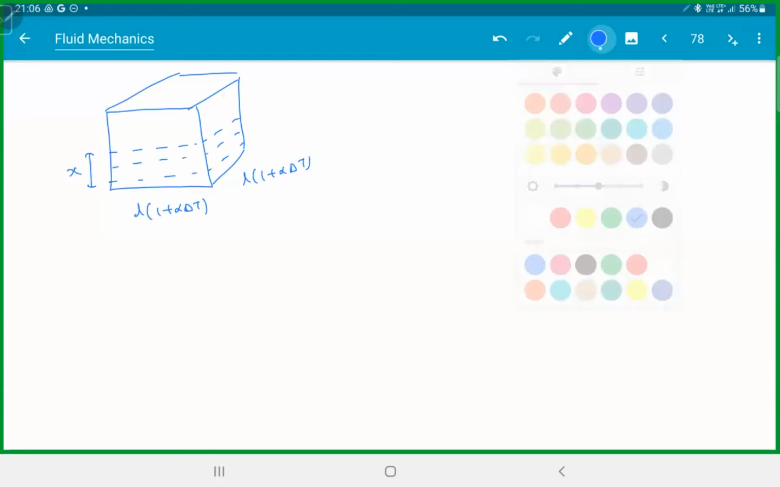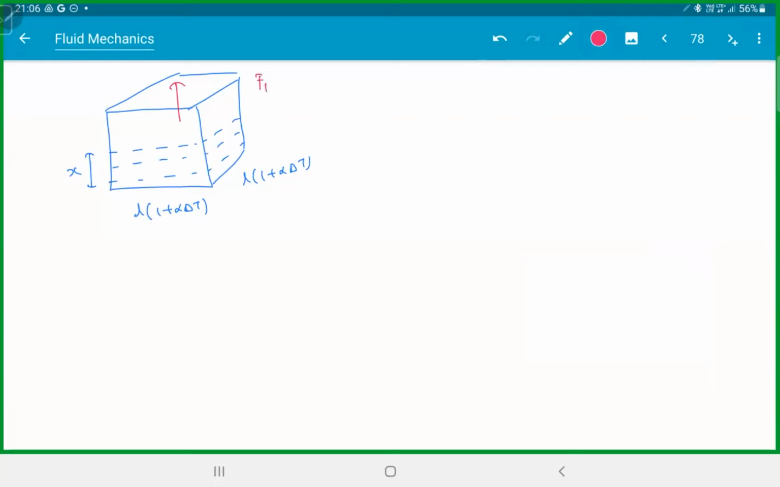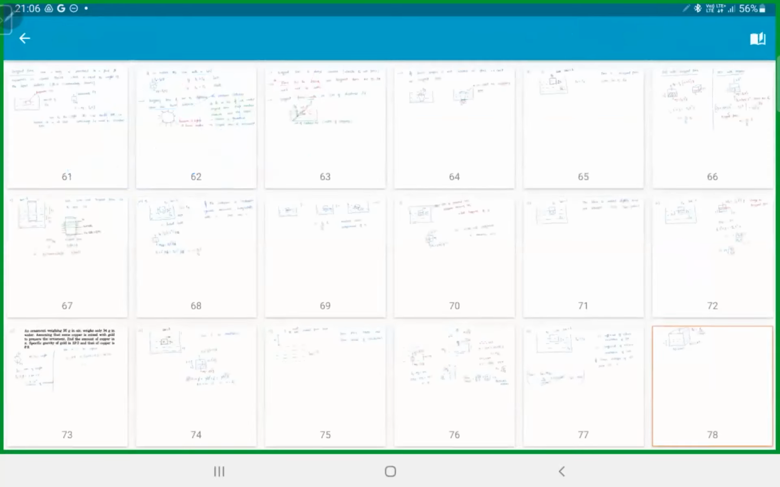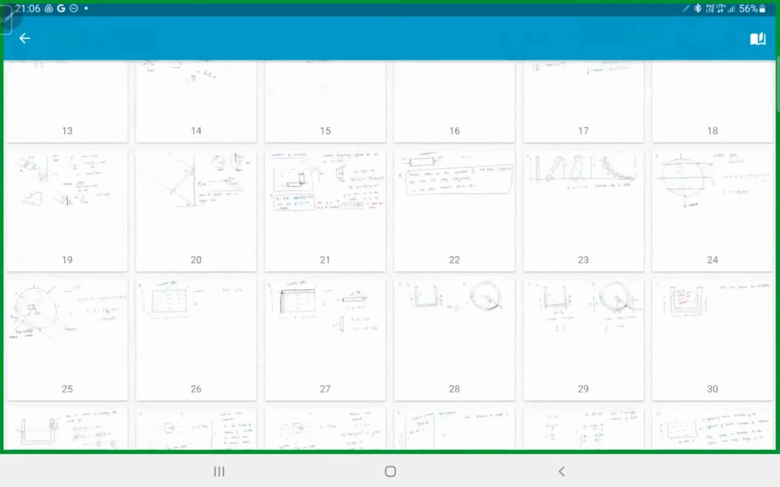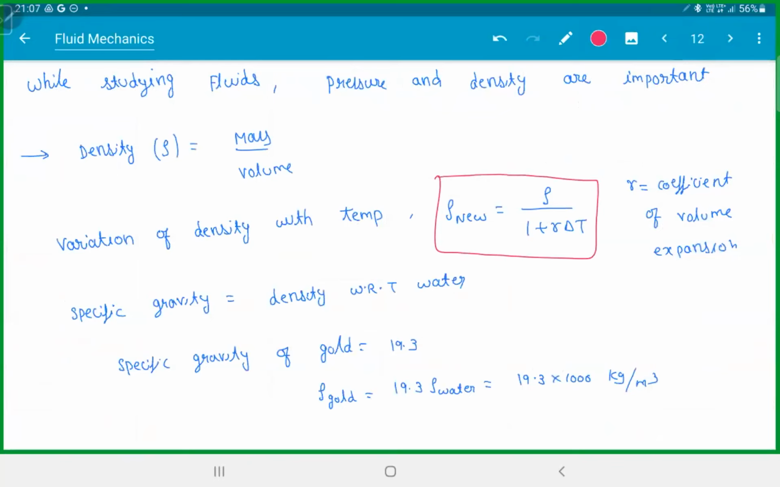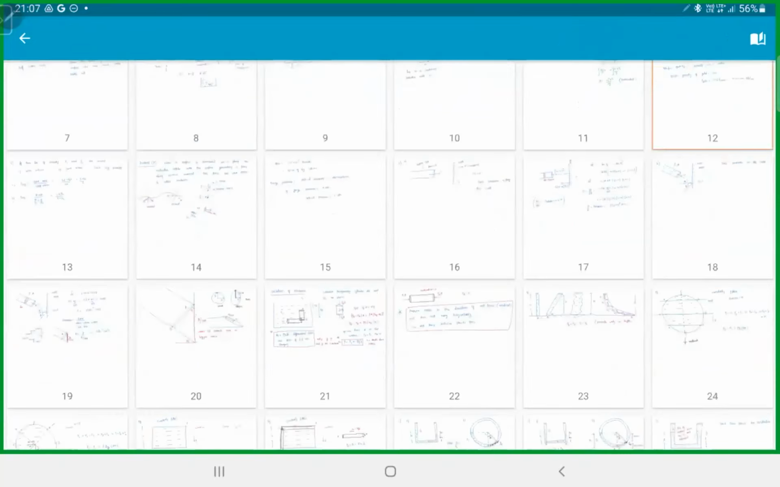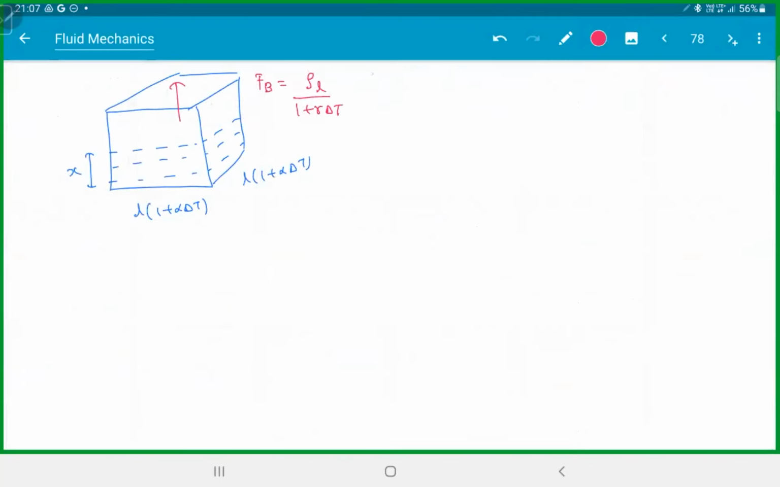So the buoyant force will be the density of the liquid, which is rho L by 1 plus gamma delta T. How did I get this? If you had revised the notes, you would have seen this. Density of the liquid is rho divided by 1 plus gamma delta T. Remember this? Because the volume increases, the density will decrease by that factor. Into the submerged volume, which is x into L squared times 1 plus alpha delta T whole squared, and the weight mg will remain the same, which is density of the body into L cube into g. Balance them.